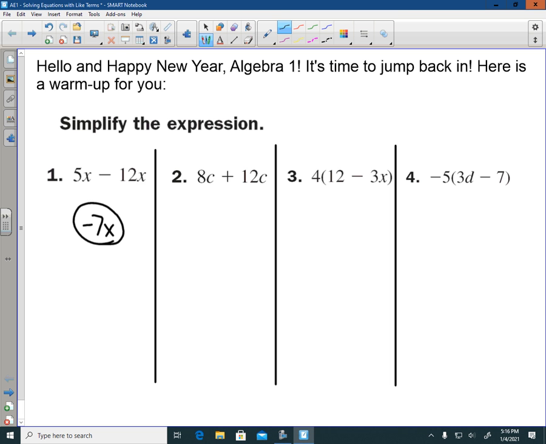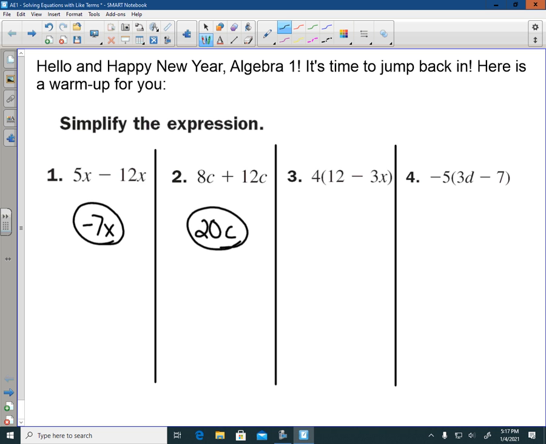So then we move on to number two. We have 8 c's, and we're trying to add 12 more c's. Those are like terms because both of those terms have a c in them. And so 8c plus 12c is 20c. And that one's done. Now take a look at number 3.